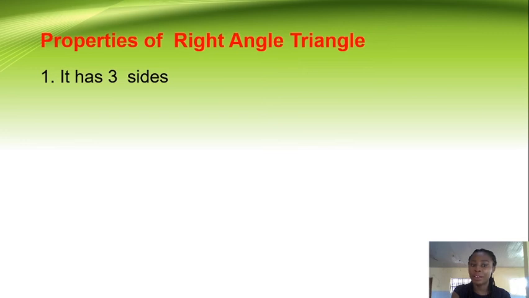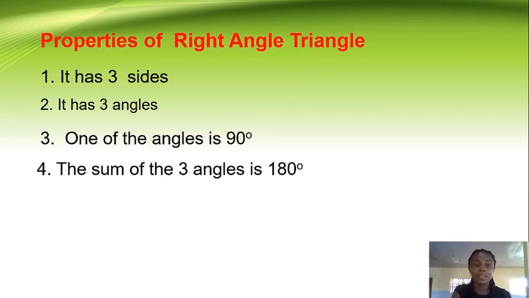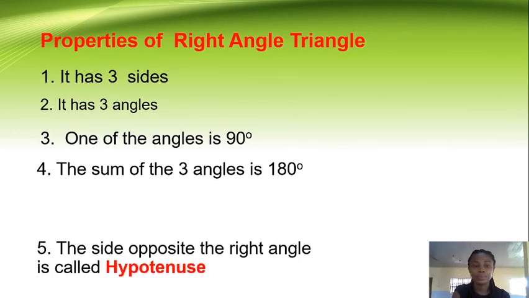Properties of right angle triangle. Of course, right angle triangle also has three sides. Every triangle has three sides. It has three angles, the same. One of the angles is 90 degrees. That is one thing with right angle triangle. One of the angles is always 90 degrees. It's always a right angle. The sum of the three angles is 180 degrees. Mind you, we said one of the angles is 90 degrees. 90 degrees means right angle, right?